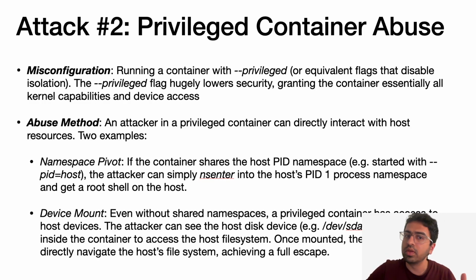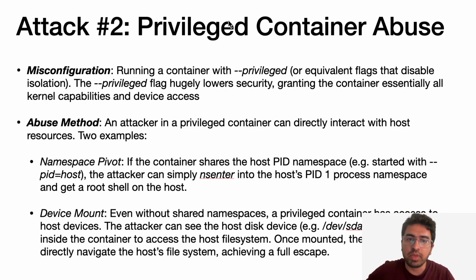The second one is privileged containers. In this case, we run a container with the privileged flag, or basically any flags that disable isolation, which hugely lowers the security and allows the container to get access to all of the kernel capabilities and device access. So an attacker in a privileged container can directly interact with the host. They can do a namespace pivot, or they can do a device mount. If the container shares the host PID namespace, then the attacker can just use the nsenter command to get into the host PID namespace and get a root shell.